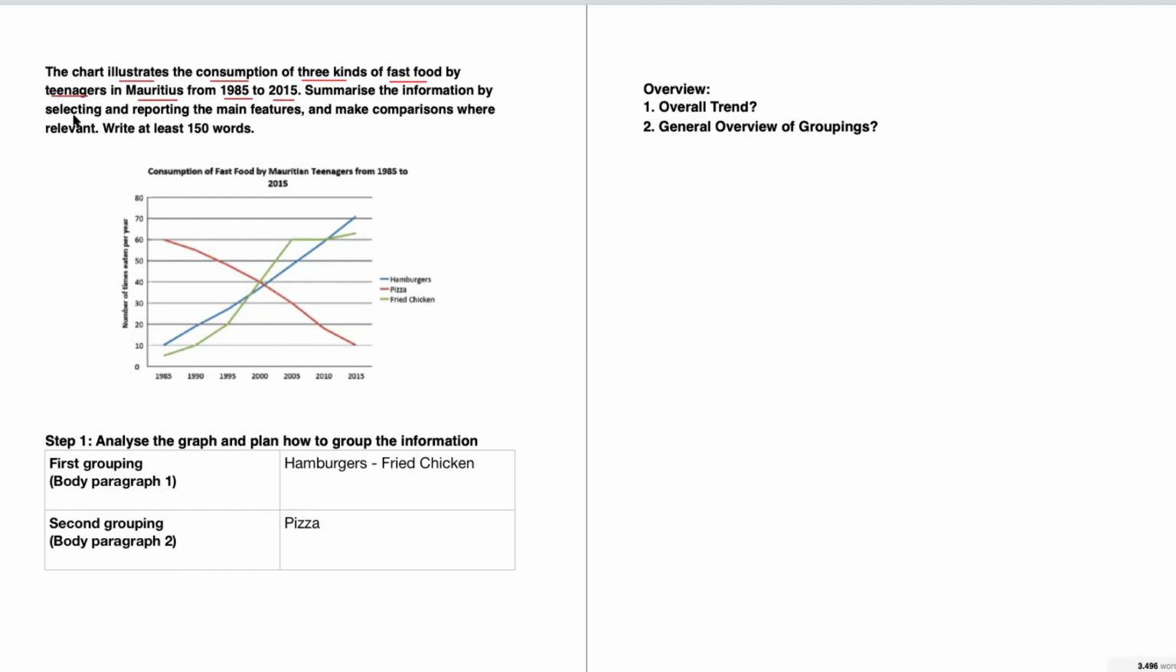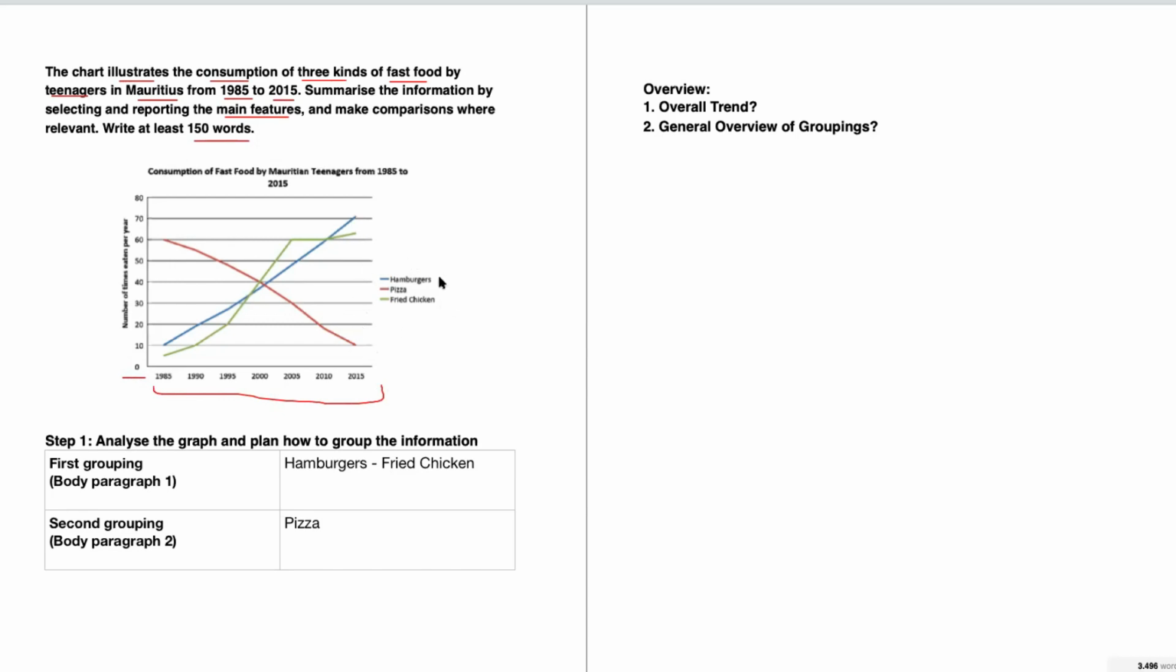Summarize the information by selecting and reporting the main features and make comparisons where relevant. Of course, we'll have to write at least 150 words. Now you see here, we do not have any sort of projection. We just have the number of times eaten per year on the y-axis and the years here on the x-axis.